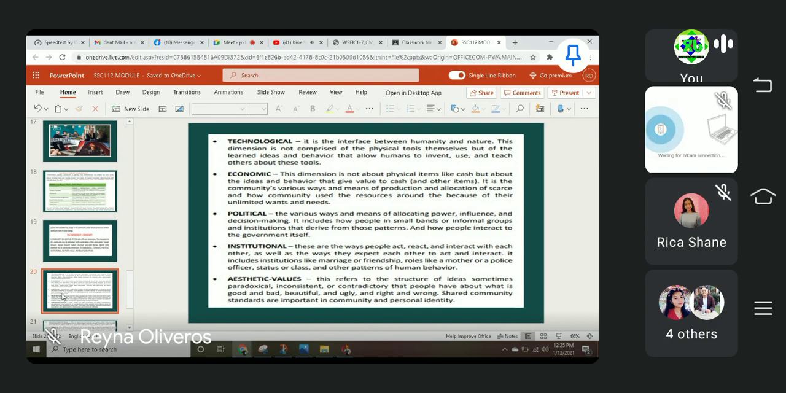Pag sinabi nating aesthetic values, this refers to the structure of ideas. And sometimes, paradoxical. Okay? So, pag sinabi natin paradoxical, minsan nasa isip, yung iniisip ng tao. 'Di ba? So, paano ba mag-isip ang mga tao sa komunidad na yan? What are their behaviors? 'Di ba? What are their personal identity? What are their standards? 'Di ba? Yun yung tinitingnan sa aesthetic values. Okay?